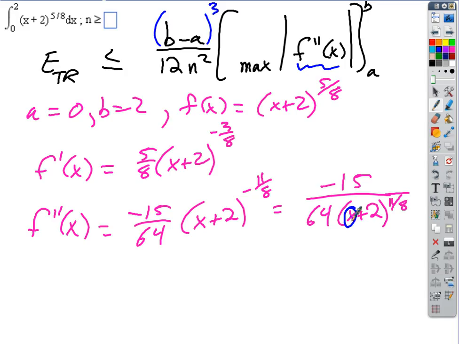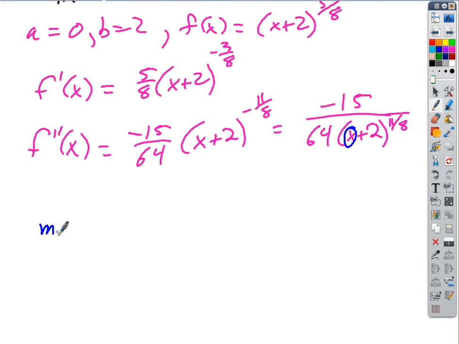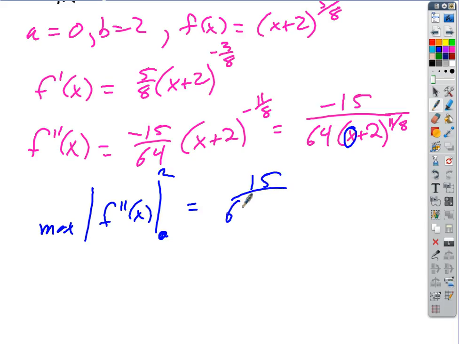So this is going to be the maximum of the absolute value of f double prime of x on 0 to 2, which is equal to, what? We get positive 15 over 64 times 2 to the 11/8.